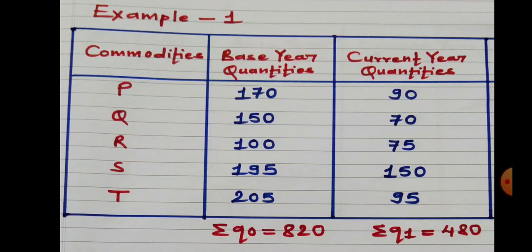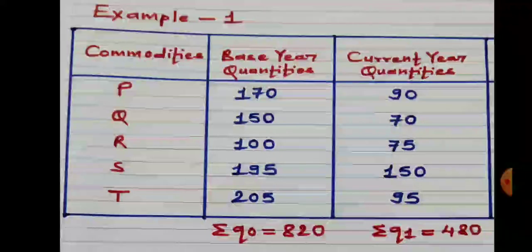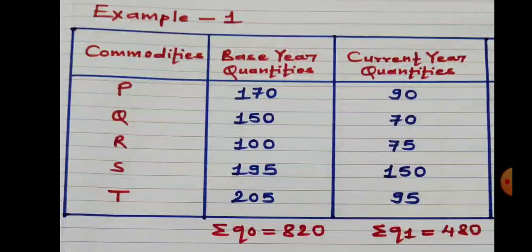So what is our first step? We have to find out sigma Q0. What is sigma Q0? Summation of all quantities in the base year. So 170 plus 150 plus 100 plus 195 plus 205, that is equal to 820. So sigma Q0 is equal to 820.